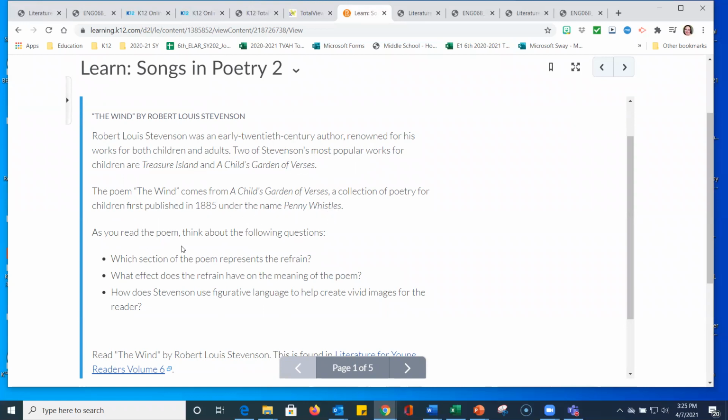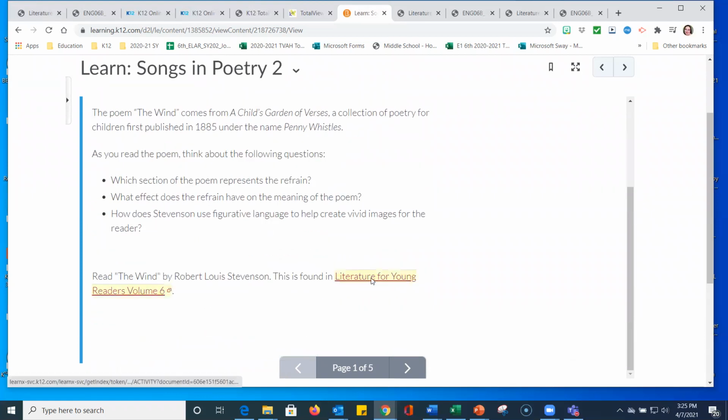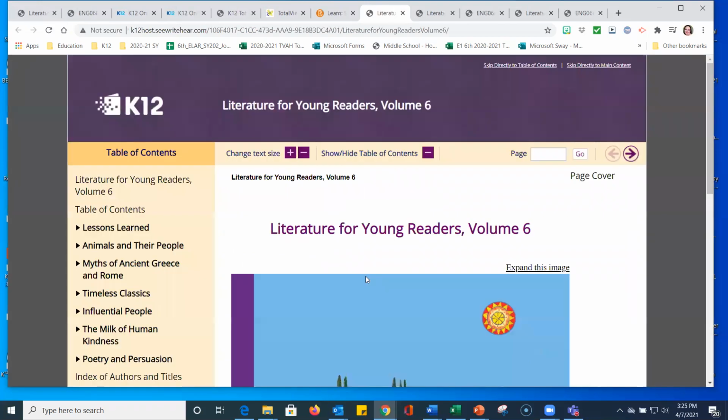As you read the poem, think about the following questions. Which section of the poem repeats the refrain? What effect does the refrain have on the meaning of the poem? How does Stevenson use figurative language to help create vivid images for the reader? And now we're going to go to that selection.